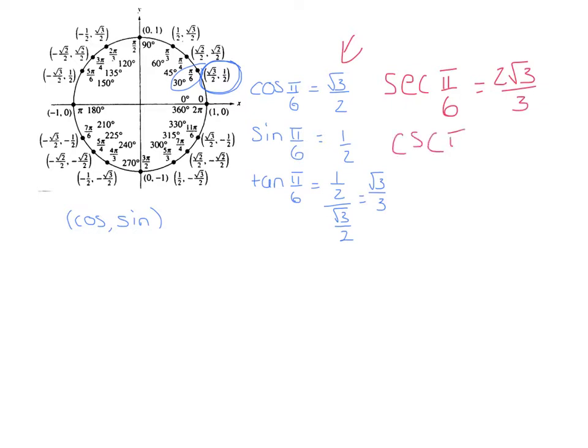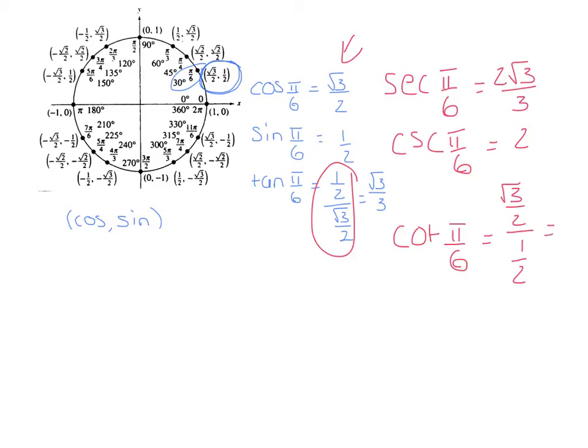Cosecant is the reciprocal of sine. So flip over what I have there. What's the reciprocal of half? 2. The reciprocal of tangent is cotangent. Flip over root 3 over 3. Or flip this guy over and you end up with what? Root 3 over 2 over a half. What do you end up with? Root 3, because the 2's reduce. So that's our answer. We just evaluated all 6 trig functions at this angle.